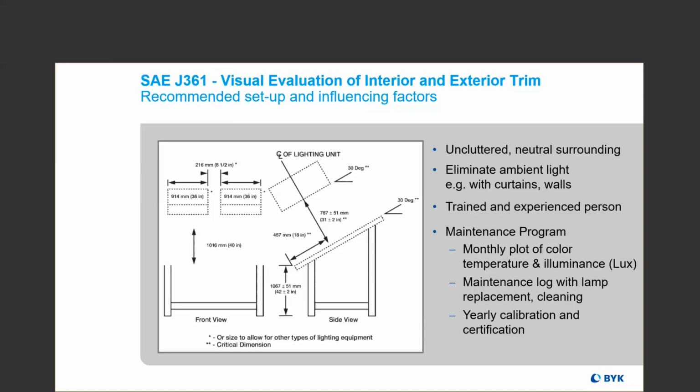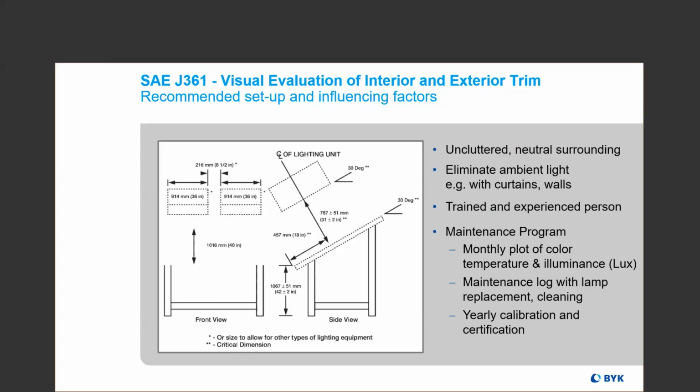Here are some general recommendations for visual evaluation using a table like this. You want uncluttered, neutral surroundings. You don't want lots of bright colors that are going to distract your eyes from what you're viewing. You want to eliminate ambient light, so you don't want a bunch of light coming in through the windows or anything. You only want the samples being illuminated with the specified light for the method, usually using a luminaire light booth.